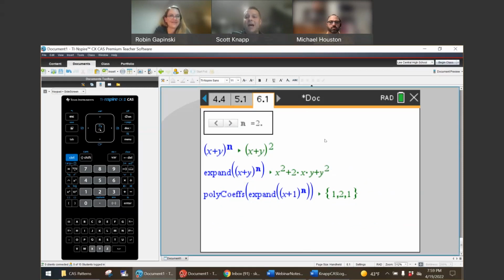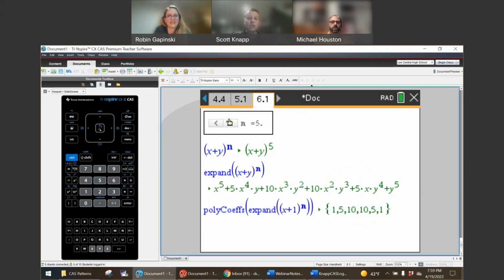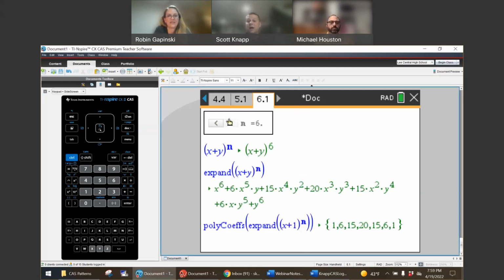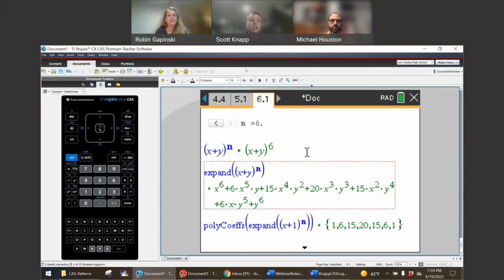Pascal's triangle, exactly. Yeah, those are the coefficients in Pascal's triangle. So there's so much here. And again, how did I find this out? I learned a little bit and I played around. Let CAS be your little playground. Get that teacher software open and start thinking about how you can intentionally use the CAS in your classroom. You'd be surprised.